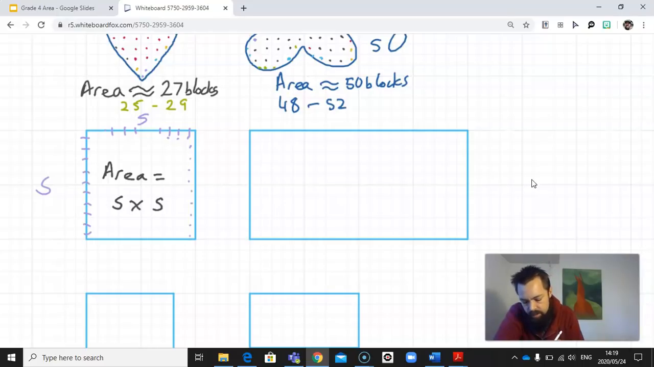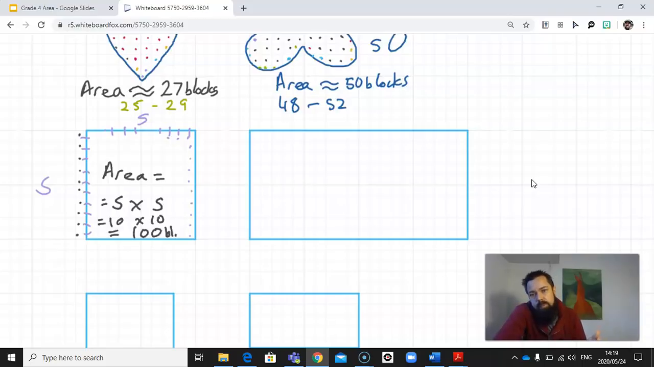And in this case, what we need to do is count our sides. So 1, 2, 3, 4, 5, 6, 7, 8, 9, 10. So one side is 10. The other side is also 10. So side times side is equal to 100. So 100 blocks, because if you just put 100, Mr. Travis will mark you wrong. So let's say blocks. I'm just going to put BL because I'm running out of space.